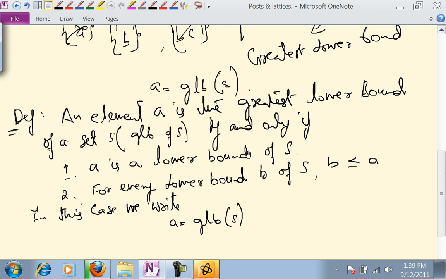The lower bound is something which is a subset of every other set belonging to S. We have already done that, and now we have found the lower bounds. Then, for every lower bound B of S, if we have other lower bounds B, then all those other B's, which are also lower bounds of S, should satisfy B is less than or equal to A, or B is a subset or equal to A in other words. In this case, we write A is a GLB of S, the greatest lower bound of S. You getting me?